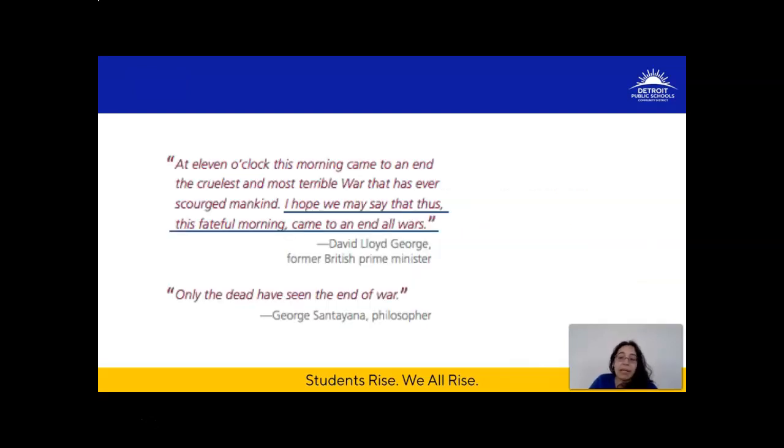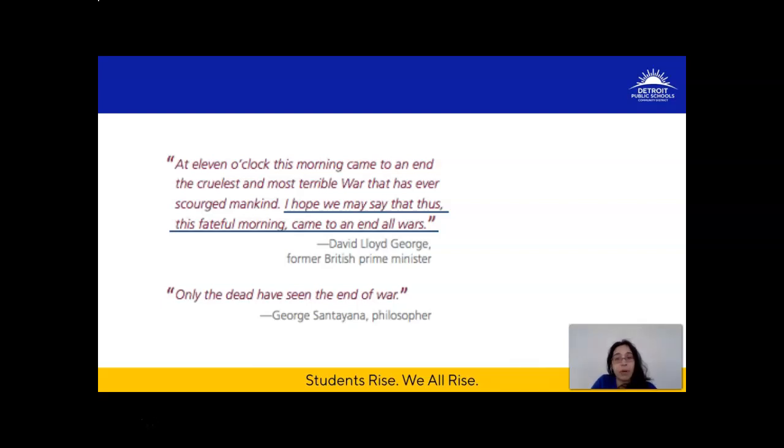I'm going to show you how I might think through the second question about David Lloyd George's quote. Remember, I asked you to underline the quotes or phrases that convey optimism. The last sentence where he's talking about hope is what I marked. So he says, "I hope we may say that thus, this fateful morning, came to an end all wars." Here he is making a speech at the end of a long war, World War I, and he says that it is the cruelest and most terrible war that mankind has ever seen.